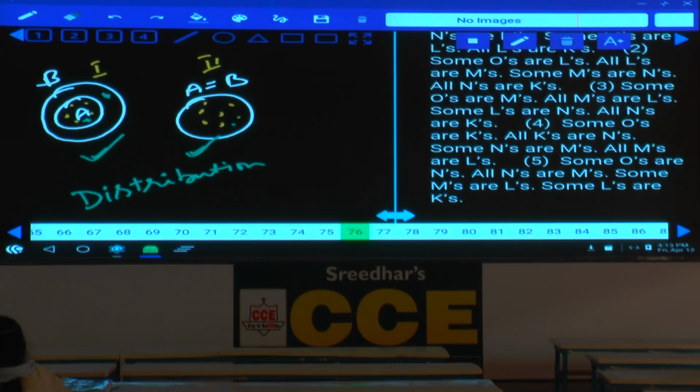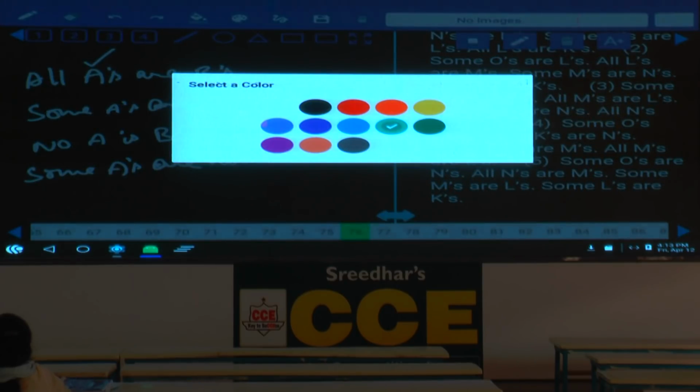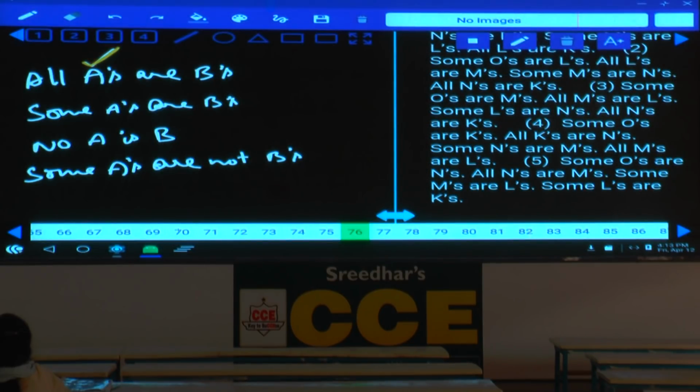Now for these four statements, which term we are able to determine, I will discuss now. In the first one, all A's are B's, A is distributed. A is distributed in the sense that we can definitely conclude about each and every element of A.